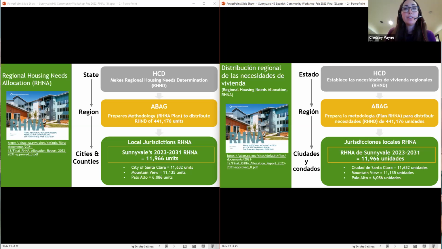And you can see here how this compares to some of the other cities in Santa Clara County. Sunnyvale's RHNA is very similar to the cities of Santa Clara and Mountain View, and about double the RHNA for Palo Alto. Next slide, please.